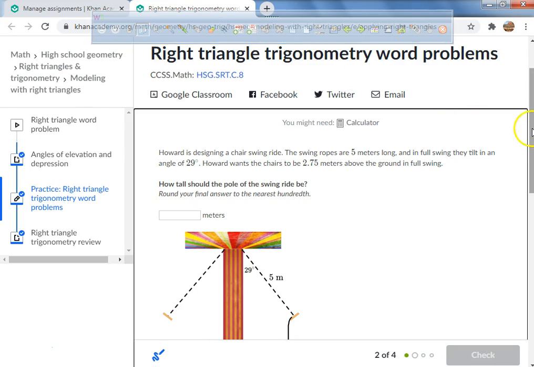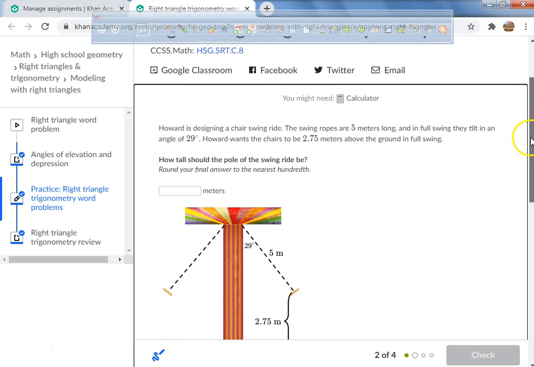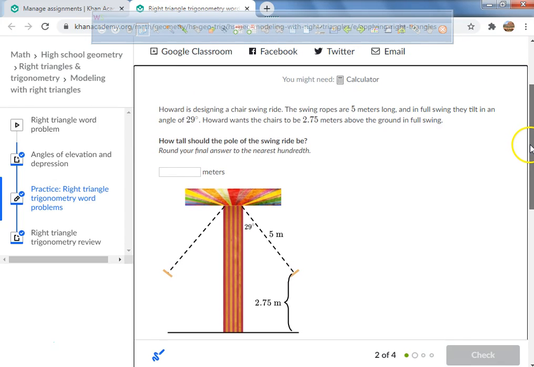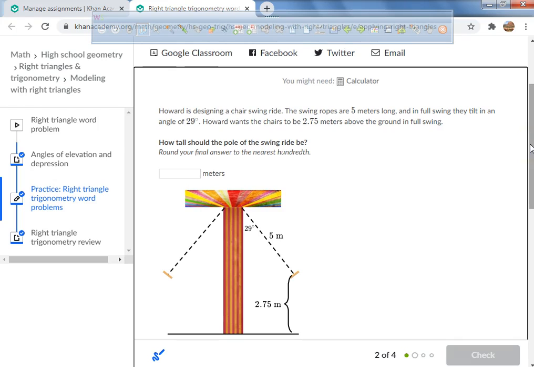The next thing we're talking about is some right triangle word problems. Okay, so they've given you some pictures here, and we're just going to read through them and answer the questions that they've given us. Howard is designing a chair swing. The swing ropes are 5 meters long, and in the full swing they tilt at an angle of 29 degrees. Howard wants the chairs to be 2.75 meters above the ground. How tall should the pole of the swing ride be?